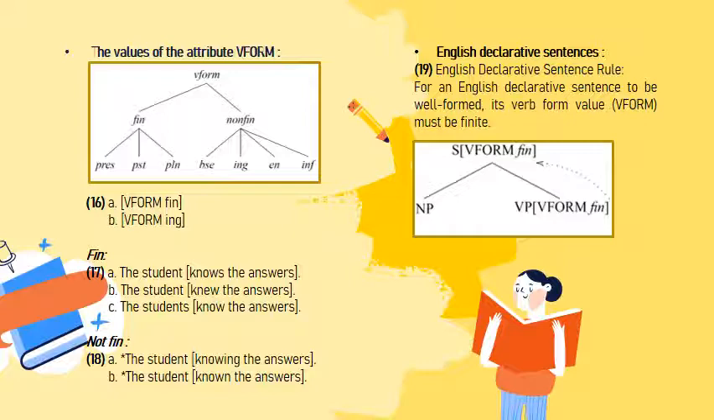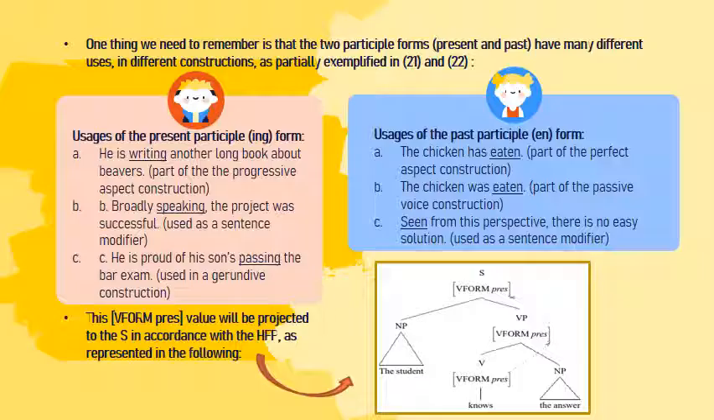They are not finite. This in turn shows us that only finite verb forms can be used as the head of the highest verb phrase in a declarative sentence, satisfying a basic requirement placed on English declarative sentences. English declarative sentence rule: for an English declarative sentence to be well formed, its verb form value must be finite. The finiteness of a sentence or a verb phrase comes from the head verb, showing that the verb form value is a head feature.